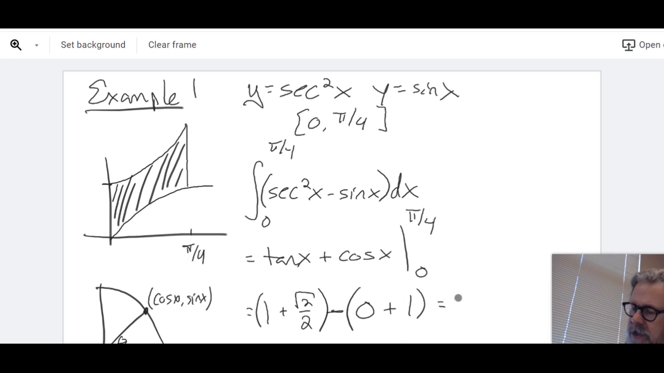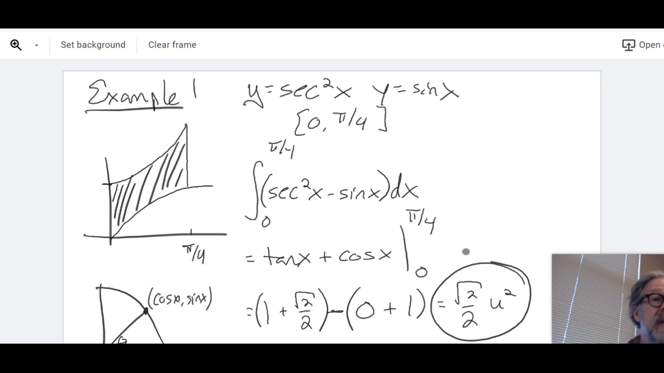And so what we get is that the area between these curves is, in fact, root 2 over 2 units squared. And that's an exact value, which we want when possible. Obviously, root 2 over 2 is irrational, so if you were to just shove this into your calculator, you wouldn't get quite as accurate an answer.